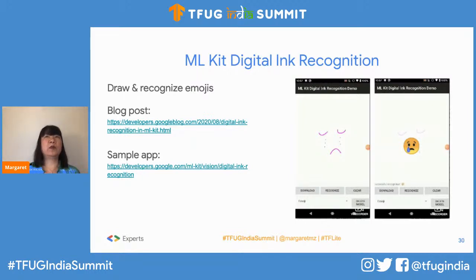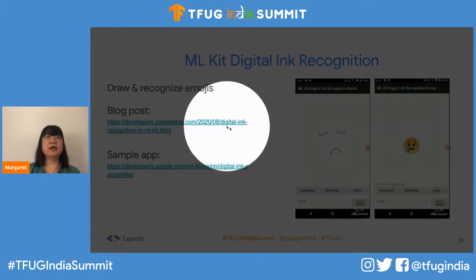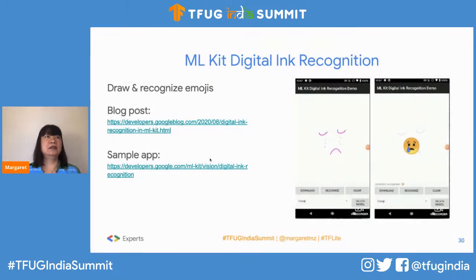And ML Kit is perfect for you because it brings that expertise of Google's machine learning to the hands of developers without really understanding all the nitty-gritty of machine learning. And this particular example, digital ink recognition, is a very recent announcement. You can read about it in the blog post here. I have included a link to the sample app for you to take a look.